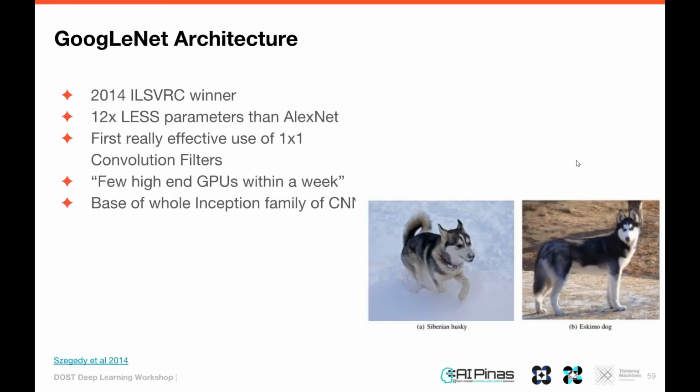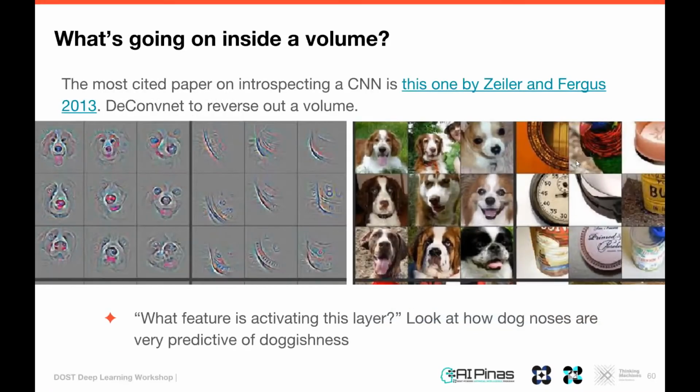And this is the basis of the whole Inception family of convolutional neural networks that is public for public use by Google, and so a lot of people use that to do transfer learning.